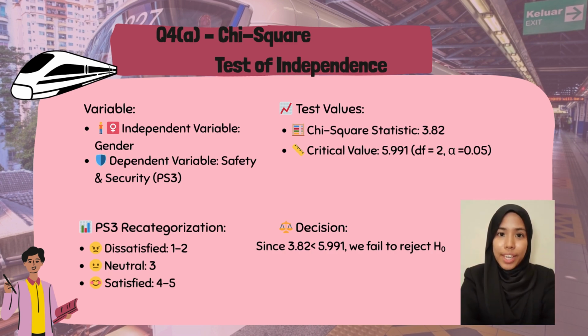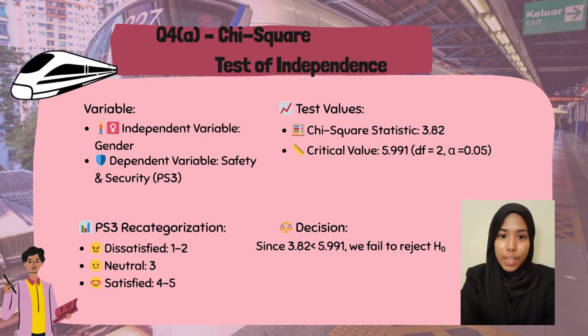For question 4a, I conducted a chi-square test of independence to examine the relationship between gender as the independent variable and perception of safety and security, PS3, as the dependent variable. Since PS3 was originally on a 1 to 5 scale, I categorized it into 3 groups: dissatisfied, 1 to 2; neutral, 3; satisfied, 4 to 5, to fit the chi-square requirements.